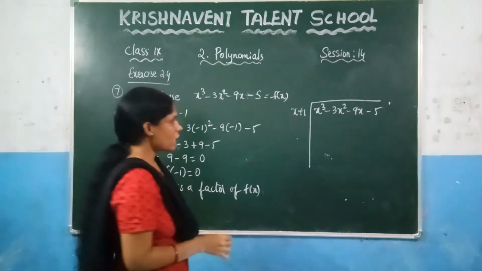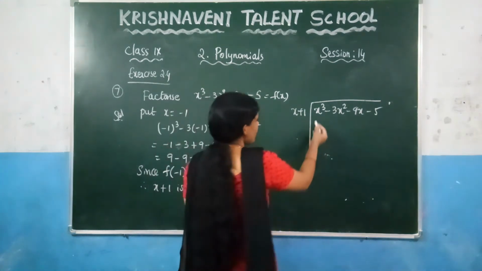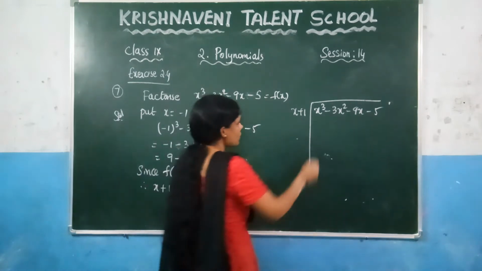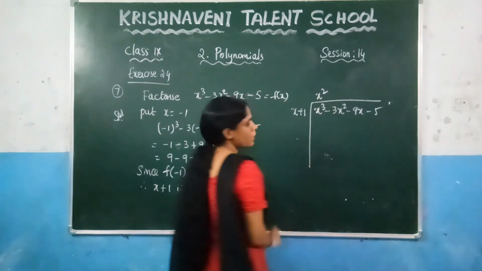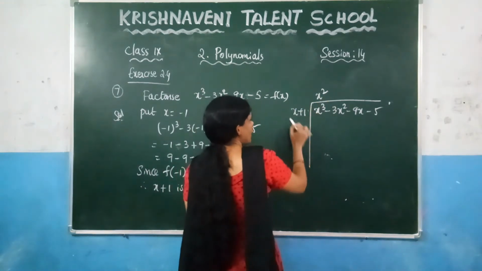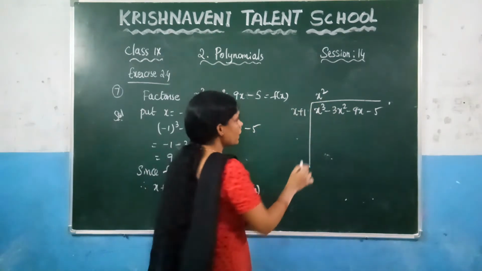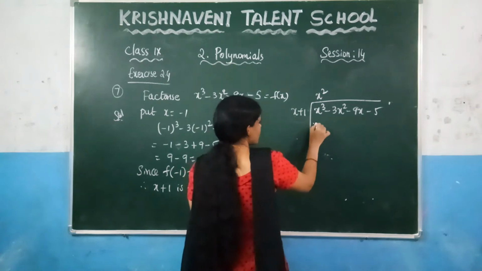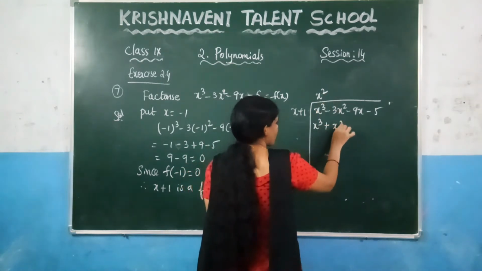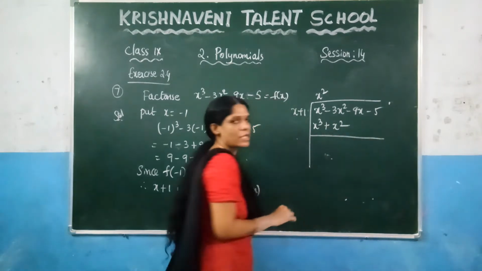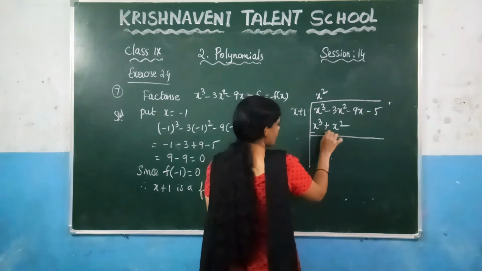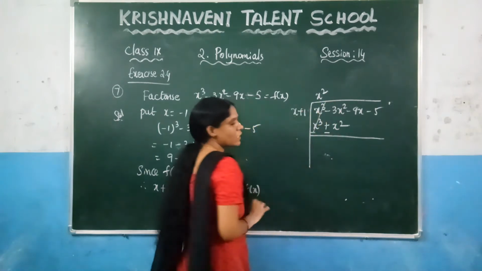So here directly I am doing it: divide this term with this term. What you will get here, x cube divided by x gives you x square. Right? And what is our next step? You need to multiply this x square with x plus 1. So multiply x square into x, which gives you x cube, and after that 1 into x square, which gives you x square. Now what is our next step? You need to subtract. This one will get cancelled.